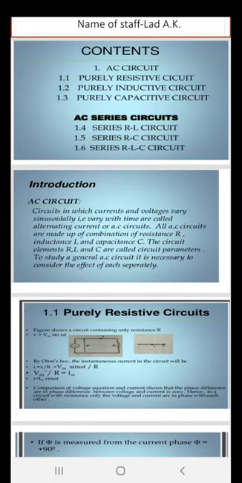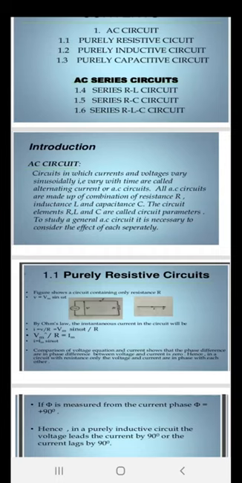Comparison of the voltage equation and the current equation shows that the phase difference between voltage and current is 0. So we understand that the phase difference between voltage and current is equal to 0. You must understand that the phase difference between voltage and current is equal to 0.